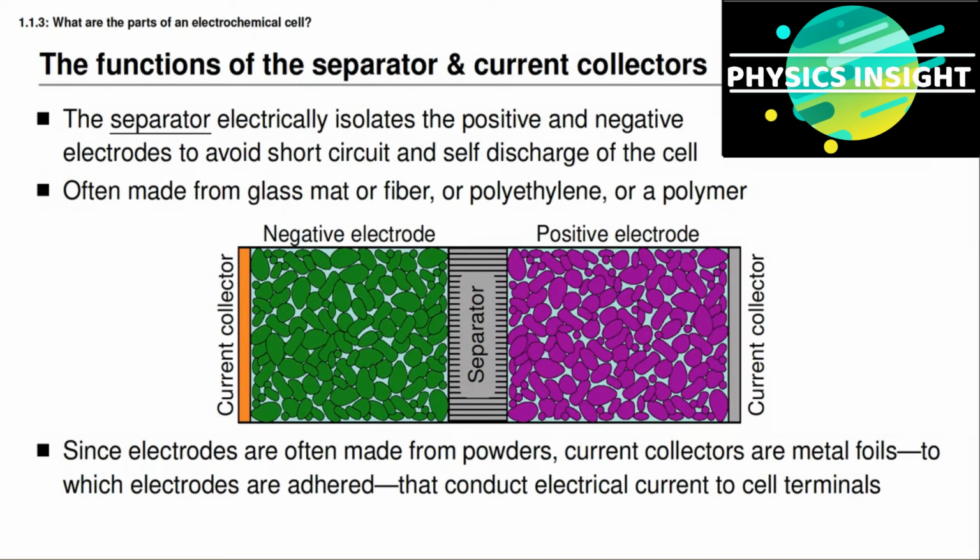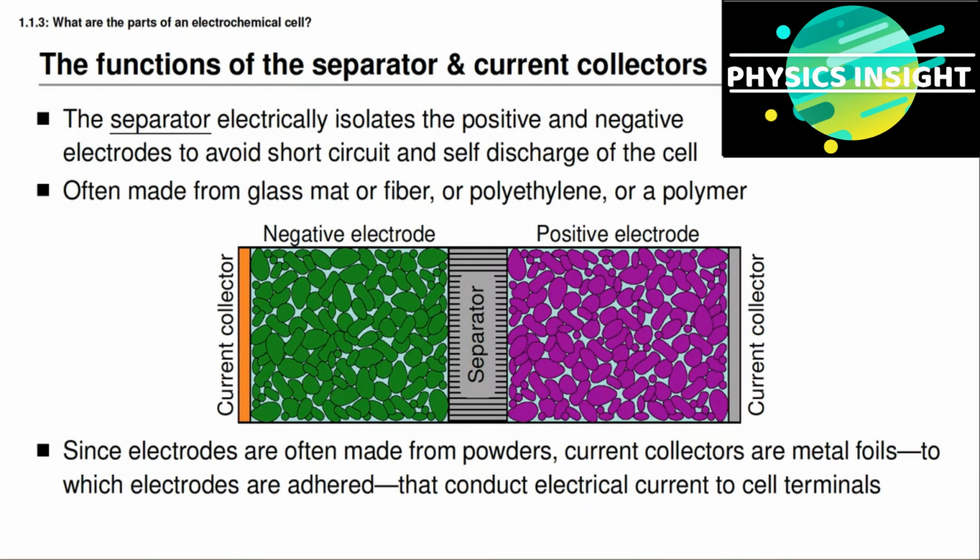So instead we attach the external terminals of the battery cell to metallic foils that are called current collectors. And the electrode powders are somehow adhered to the current collectors to allow the electrons to flow from the electrode to the current collector to the outside circuit, and then on the other side of the cell from the outside circuit to the current collector and to that electrode. In this illustration, you see that the current collector of the negative electrode is drawn as orange, and the current collector for the positive electrode is drawn as gray.